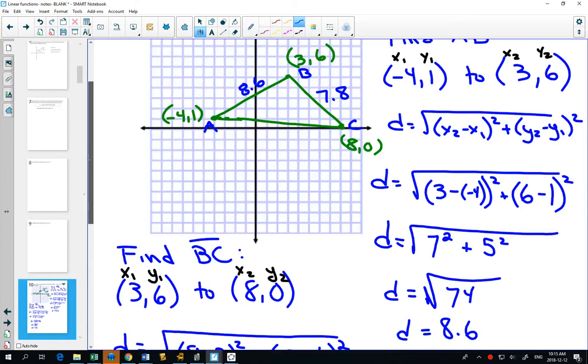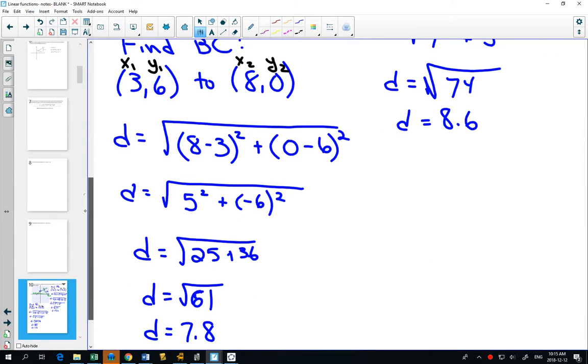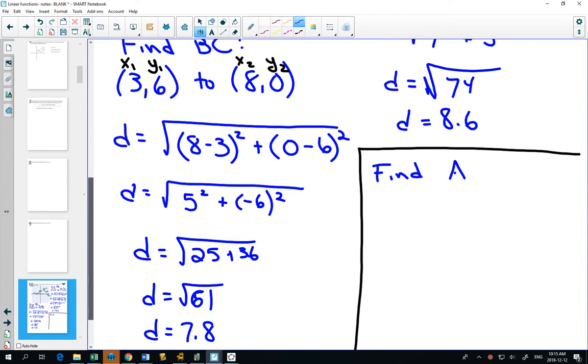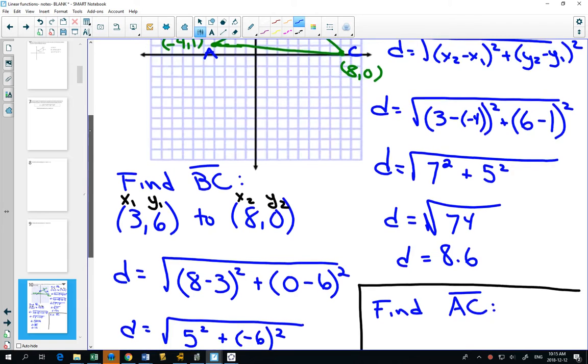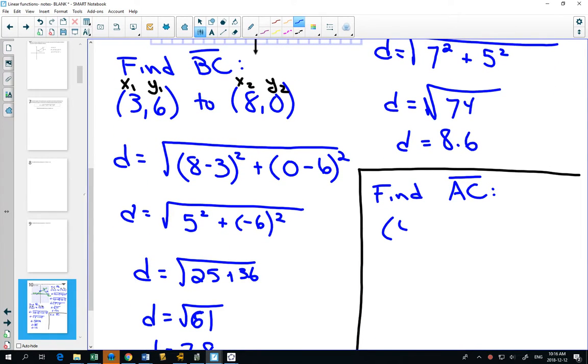What do we have left to figure out? We still have to figure out from A to C. Our point A was -4, 1, to 8, 0. So we have a new x1, y1, and a new x2, y2.